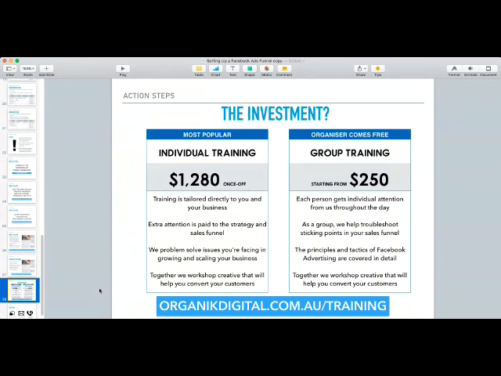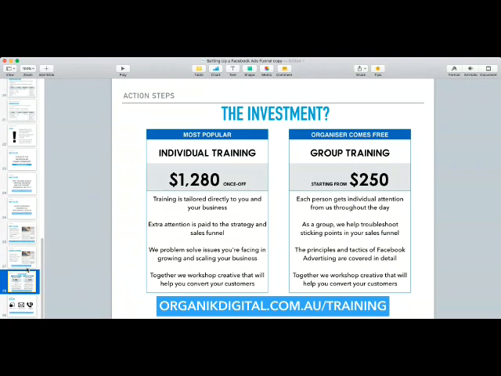Like I said, we're offering that the organiser comes free if that's of interest to you. So just check your details at that URL/training, and we can organise a time that works for you. We do it in person or online via Skype or Zoom, whatever works for you there as well.